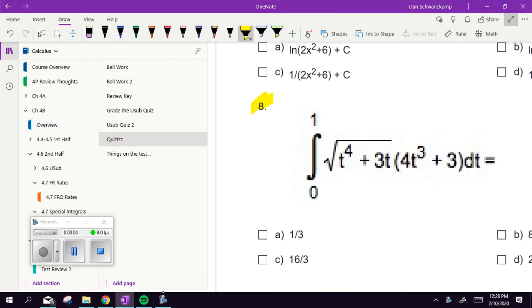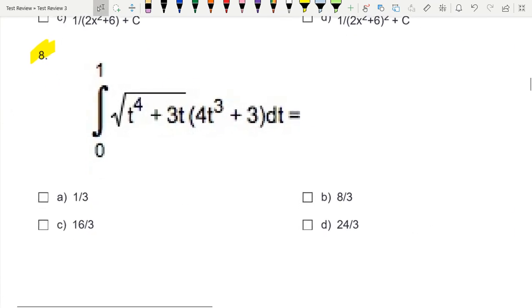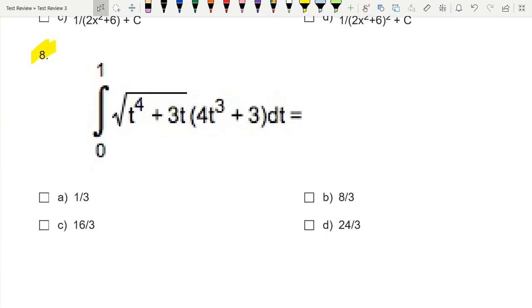So these are some of the most missed Quizizz questions heading into tomorrow's test. I just went from a class perspective, which ones they did the best on and which ones they did the worst on, and I'm going to do 6 or 7 of the most missed questions. Number 8 was missed a lot.